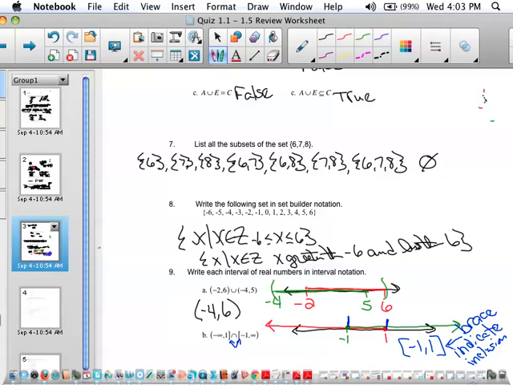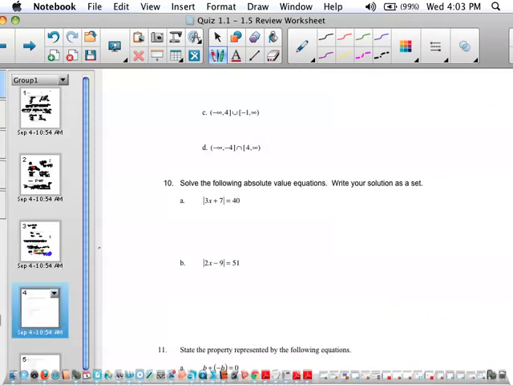Okay, the braces indicate it's included. The parentheses indicate that it is not an element in that set. Okay, from -infinity to 4, joined with -1 to 8. So if you think about that overlap, you're going to actually have from -infinity to positive infinity. So this interval is -infinity to positive infinity, so it's all the reals.